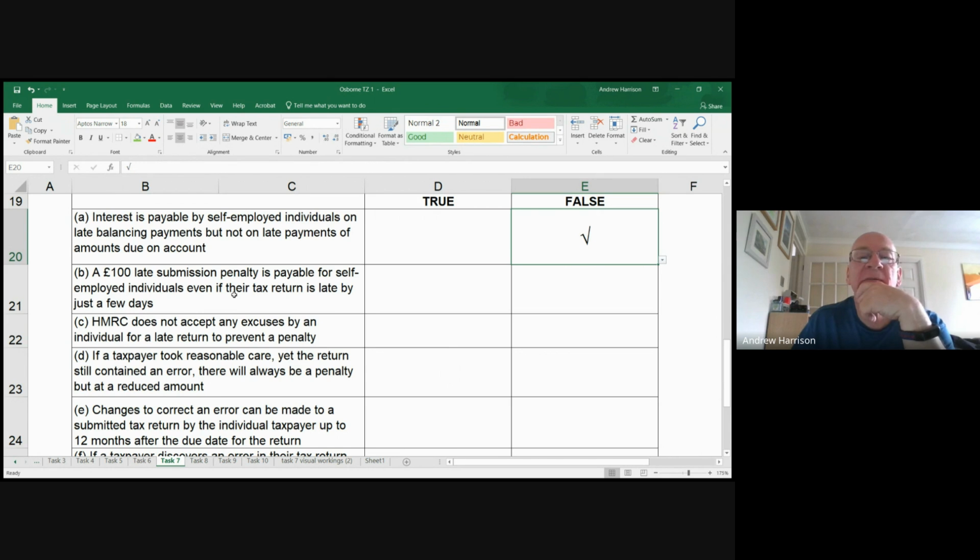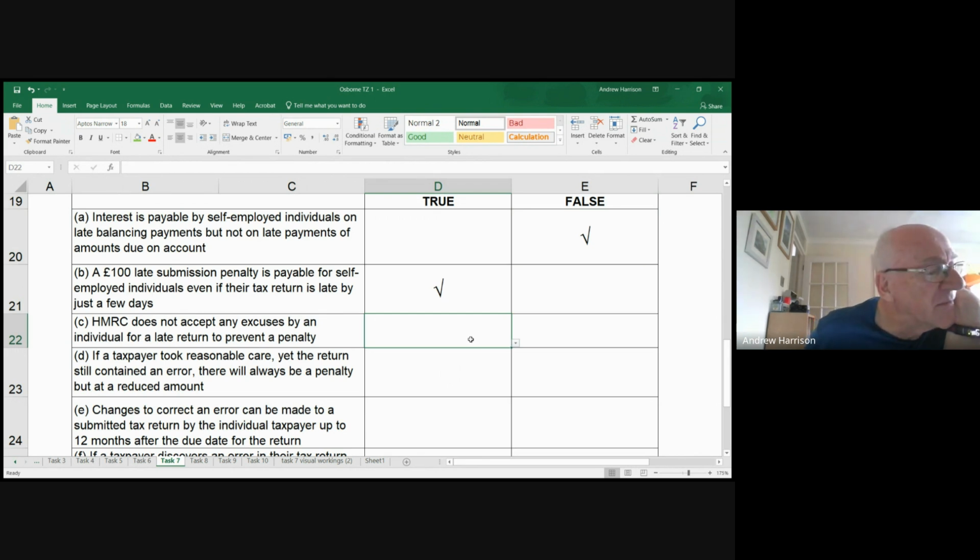£100 late submission penalty payable for self-employed individuals, even a day or a few days late. Again, we could really do with flipping back to the reference materials, but if you have a look, it's going to take time. Under penalties for late filing, it says £100 immediate penalty. Doesn't matter whether it's an hour late or 6 months late, that £100 late submission penalty will be given out unless you've got an incredibly good excuse, which is the next question.